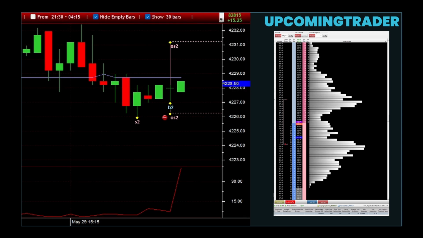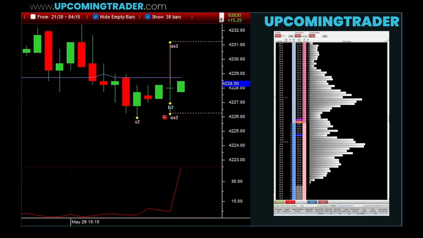Flags and pennants are continuation patterns that need proper volume analysis for confirmation. When a flag forms and the price remains above a key moving average, traders should look for increasing volume upon breakout to confirm that the continuation is supported by market activity. Low volume may indicate a false breakout or a weakening trend.